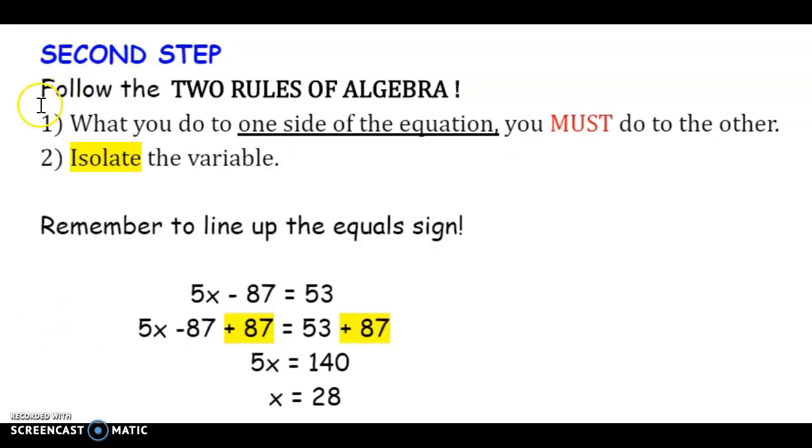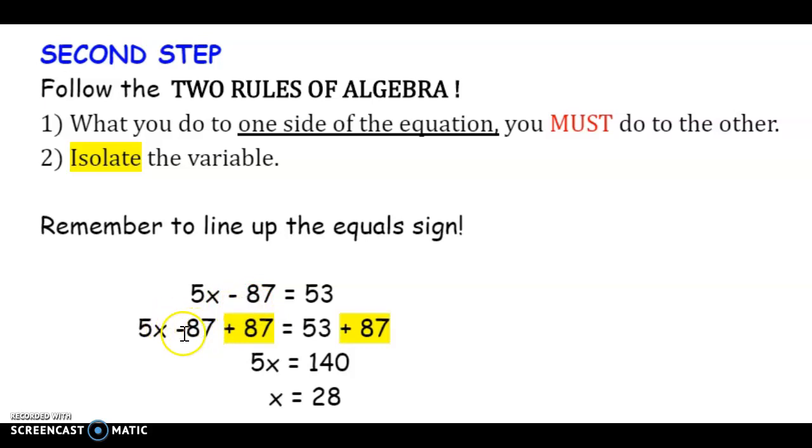Now, our second step is something that you should be very familiar with, that we've been doing for weeks now, and it's following the two rules of algebra. What you do to one side of the equation, you must do to the other, and you have to isolate the variable, remembering to line up the equal sign. So as we continue with our problem, we had 5x minus 87 equaling 53. After we combined our like terms, our new equation had that 5x in it.